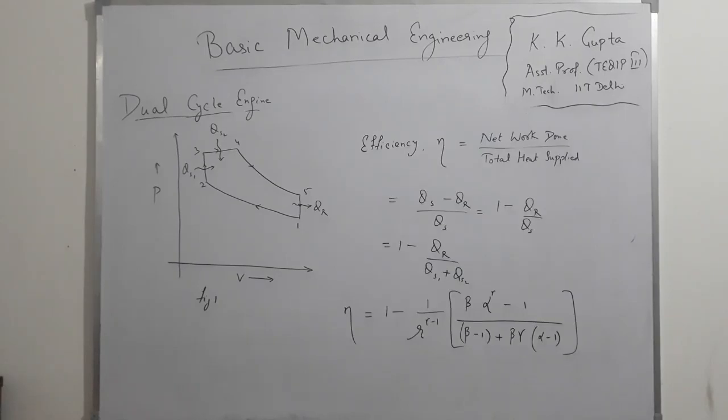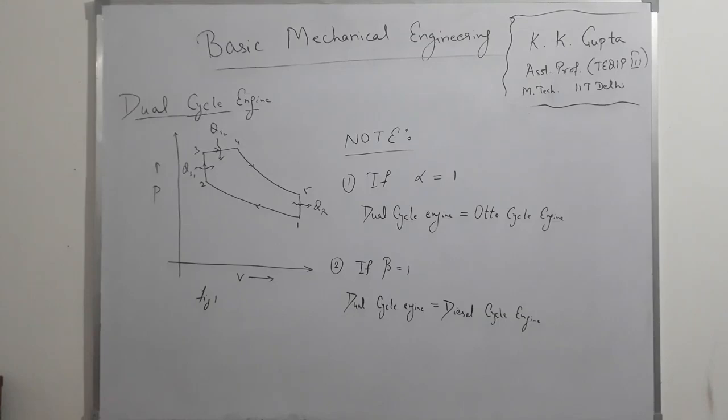Now efficiency for dual cycle engine, formula is net work done upon total heat supplied. Net work done can be written as QS minus QR. So efficiency will be 1 minus QR by QS, and QS is the summation of QS1 plus QS2. Finally, after putting the values of QR, QS1 and QS2, we will get the value of efficiency as 1 minus 1 by r to the power gamma minus 1, times beta into alpha to the power gamma minus 1, divided by beta minus 1 plus beta into gamma into alpha minus 1. This is your homework to derive this relation.